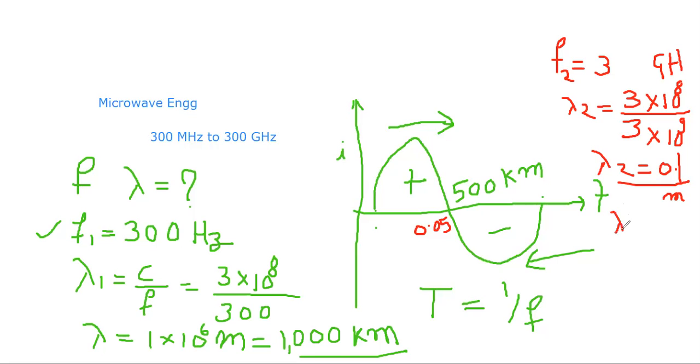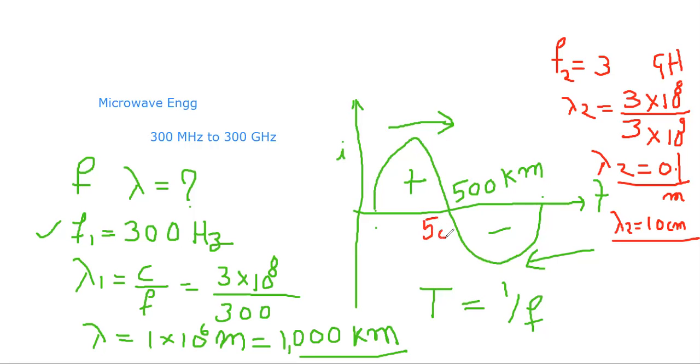So this lambda 2 I can tell in terms of 10 centimeter. Compare it with the small scale which you are using in your compass box, which is 15 centimeter. So this is 10 centimeters. What happened here? It will go only 5 centimeter.